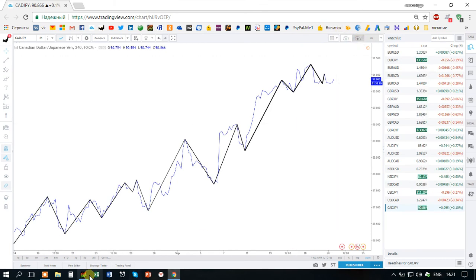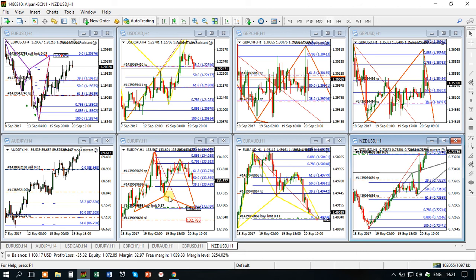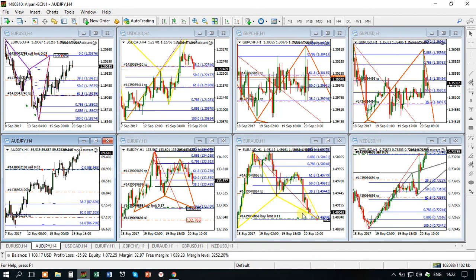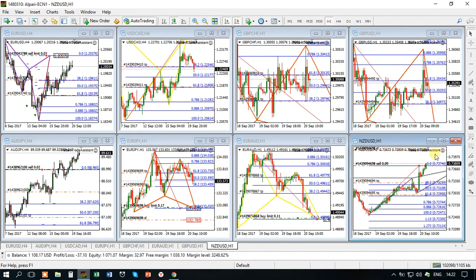Let me save that. Okay, let's go back to my MetaTrader. So overall results are the same. Balance didn't change, 1K and 100. Currently in a loss, moving towards my stop loss. Still have some place. New Zealand Dollar is moving against me as well. And Euro Aussie is very close to completion. Other patterns are potential. They still have some space, they still have some time.